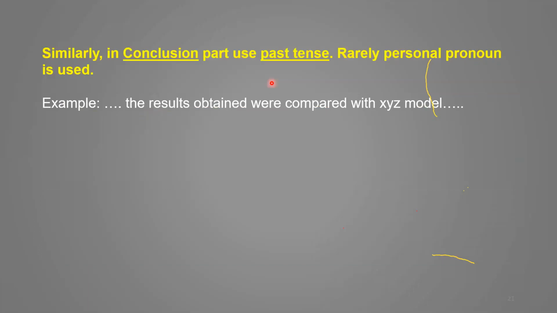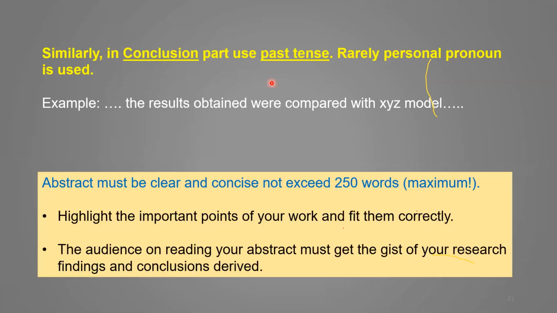Similarly, in the conclusion part, you have to use past tense, because you have done all that and finally you are telling the conclusion. So there you have to use past tense, and very rarely you can use a personal pronoun. Sometimes you may be comparing your results with somebody else's results. Then you can say similar results are obtained by so and so, or these results are compared with that model. And the abstract is very, very important. I will explain the necessity for the abstract in the last one, where I am touching on the literature review.